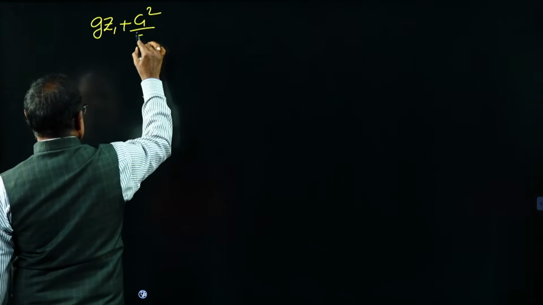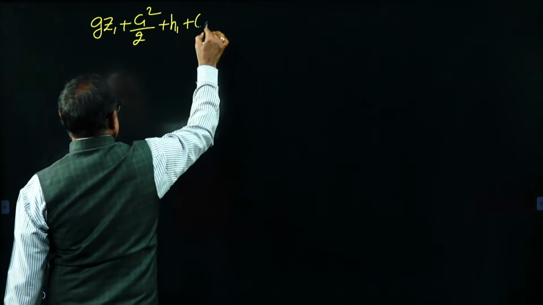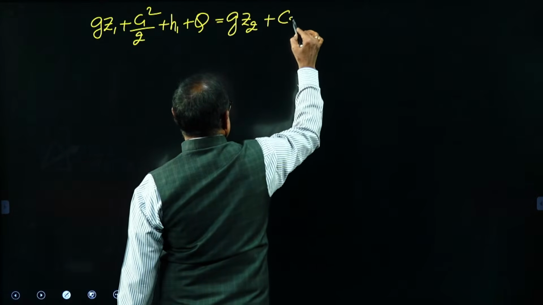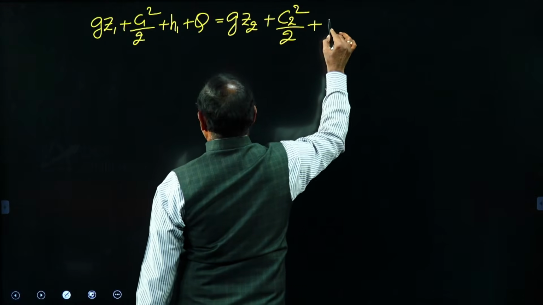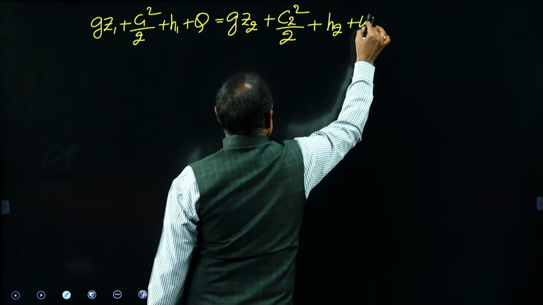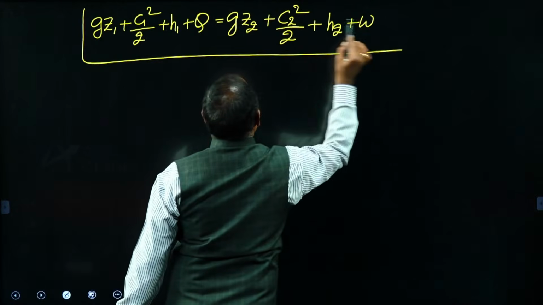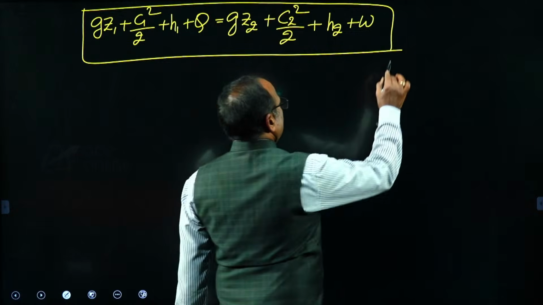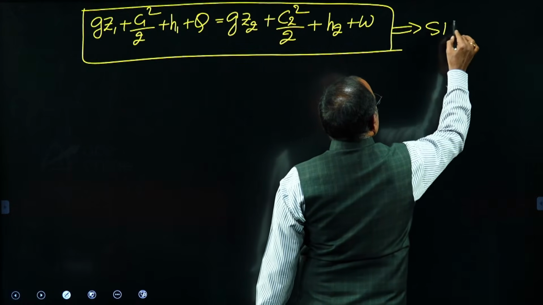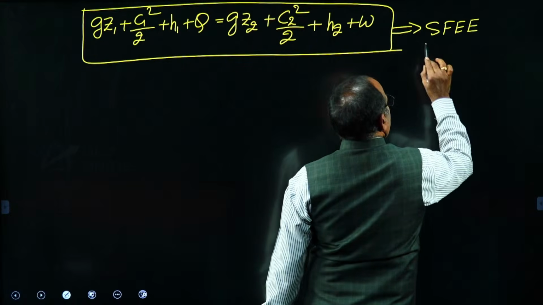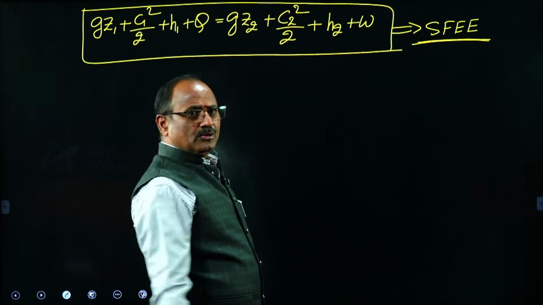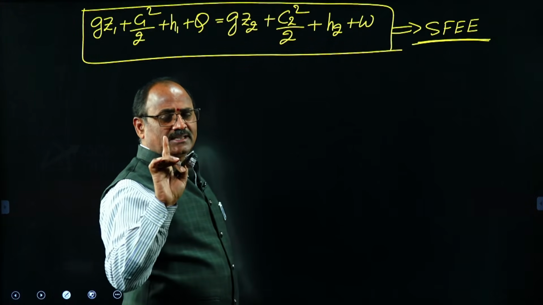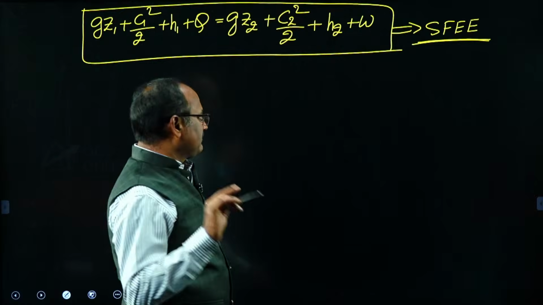gZ1 plus C1 square by 2 plus H1 plus Q is equal to gZ2 plus C2 square by 2 plus H2 plus work interaction. This is the steady flow energy equation for 1 kg mass of material. C1 and C2 are the velocities. This is the steady flow energy equation applicable for both reversible process and irreversible process. Remember that point. The steady flow energy equation is valid for both reversible and irreversible process.